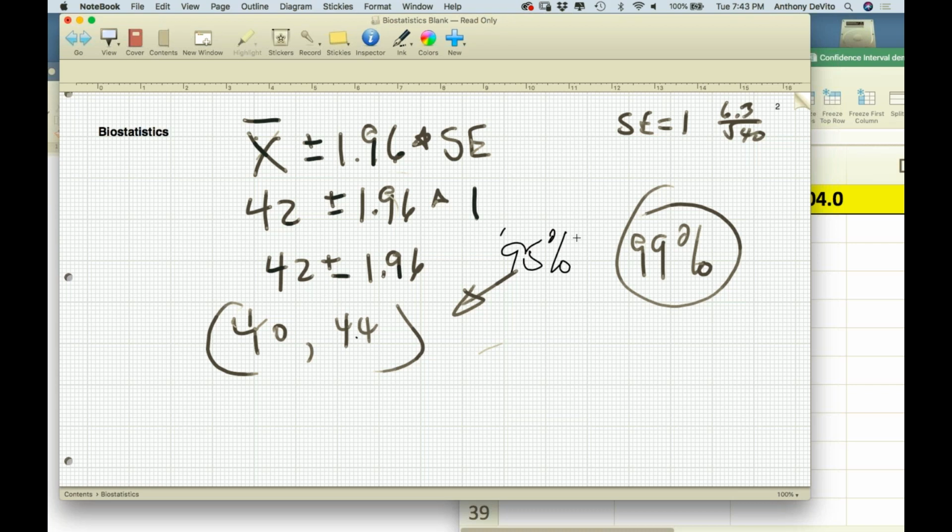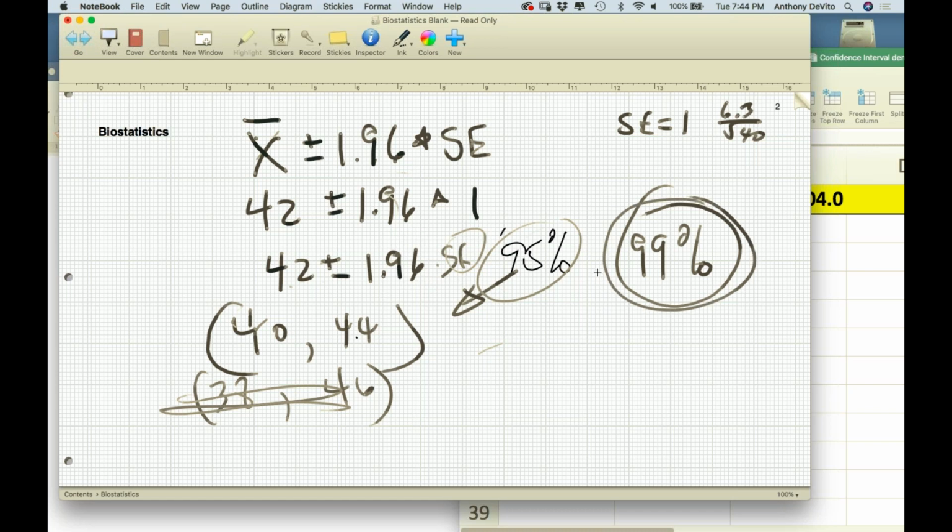I've got to make that confidence interval wider, right? If I say 40 to 44, I'm 95% certain. If I had said 38 to 46, am I more certain or less certain that I captured the mean? I'm more certain because I have a wider interval. I have a better chance of capturing the true population mean. Well, how do I go from 42 plus or minus 1.96 times the standard error, which turned out to be 1, to make that wider so that I know I have 99% certainty?